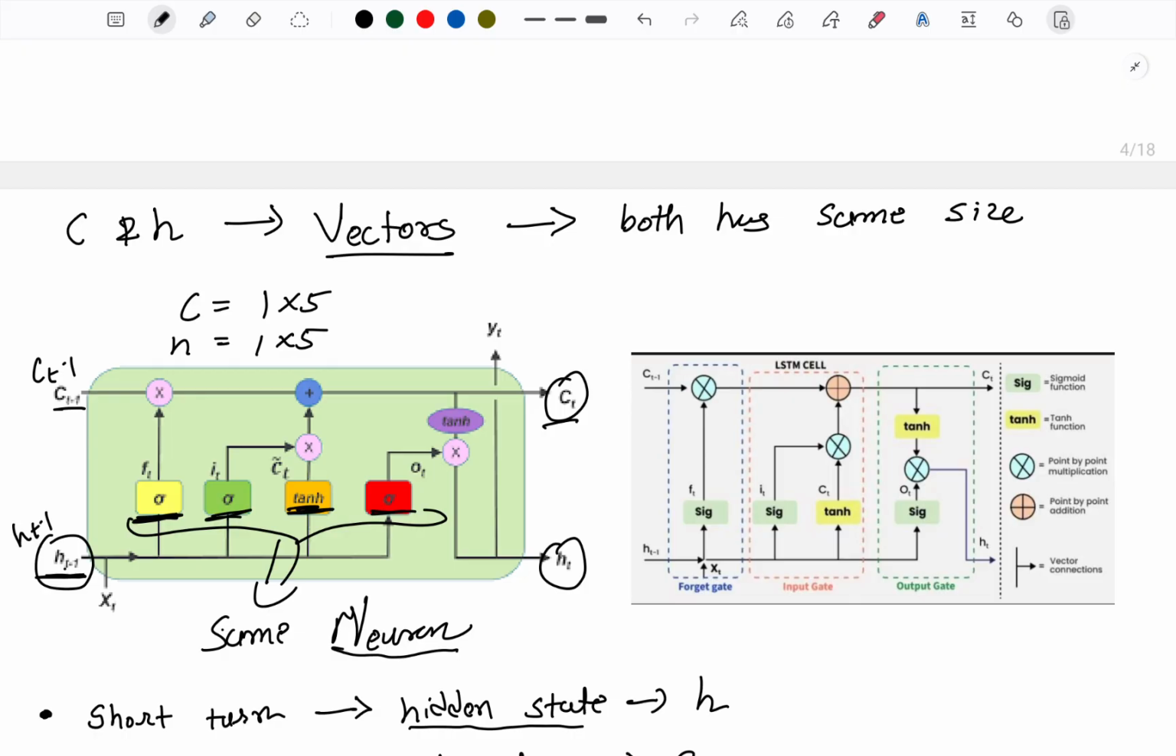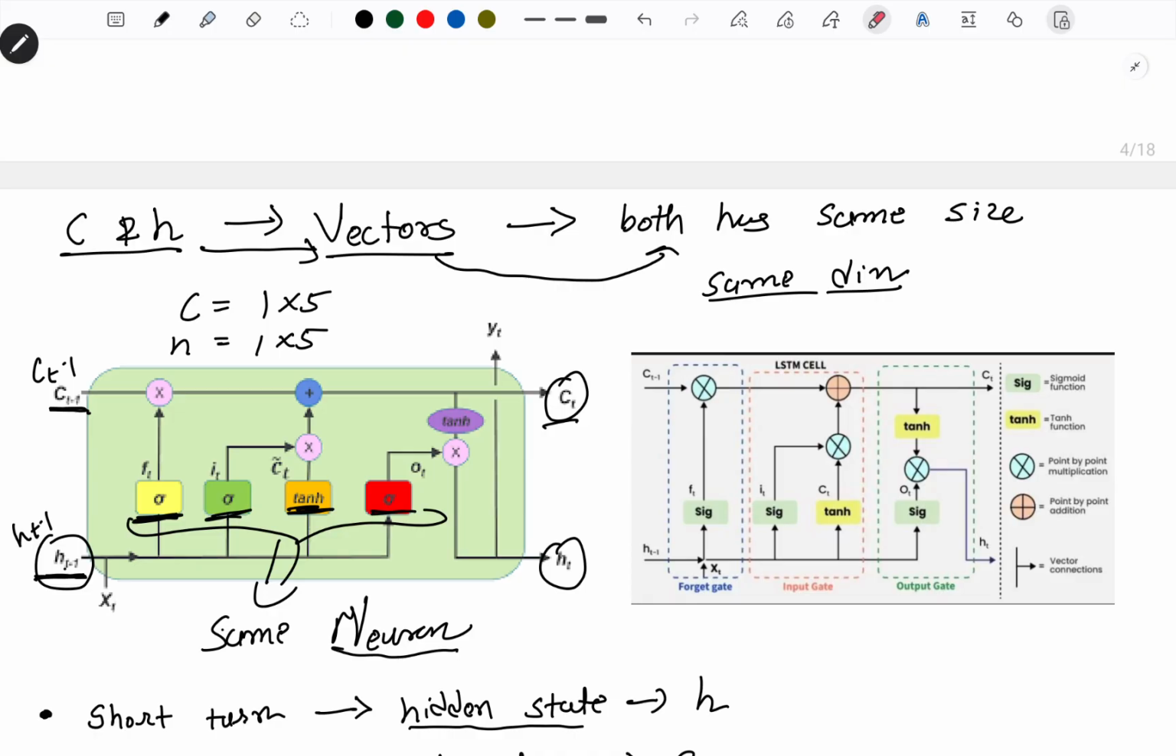So whatever we are discussing, this is the cell state, meaning long term context. This is the hidden state, meaning short term context. What are C and H? C and H are vectors, and these vectors have the same dimension, meaning the same size. So let's summarize all of these things and end this particular video here.